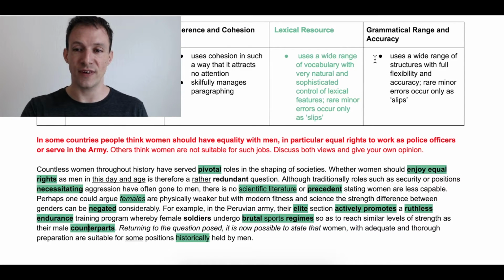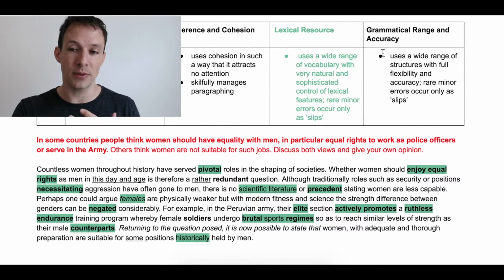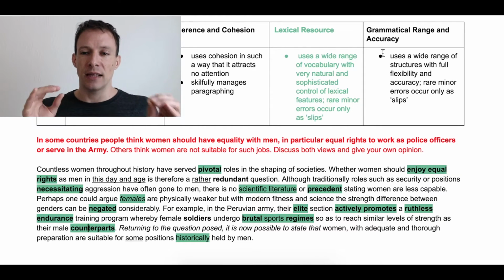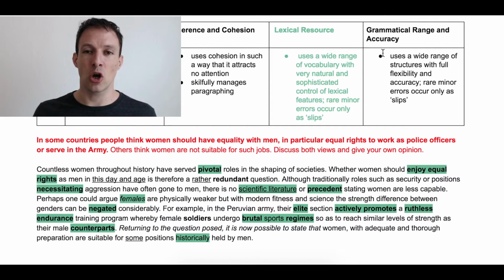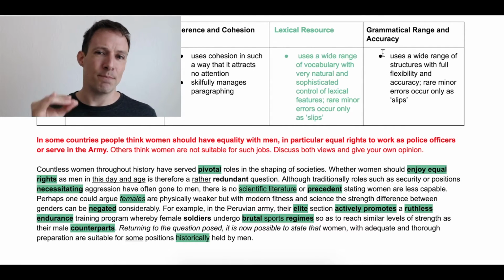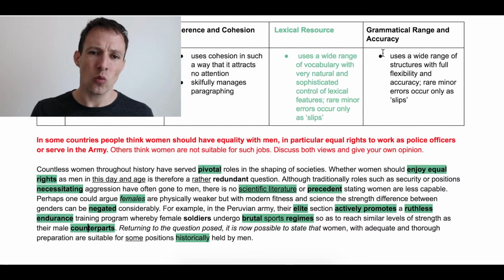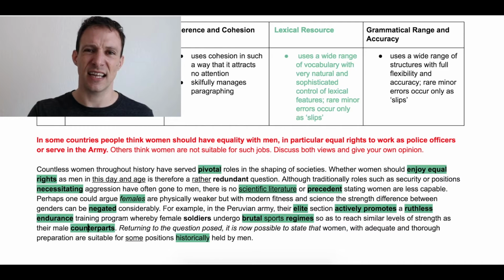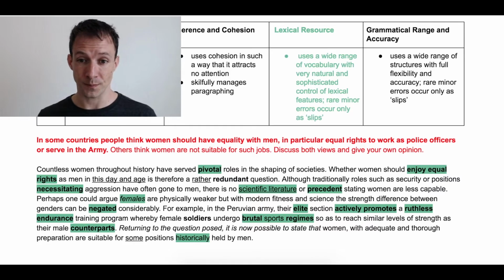Now, moving on finally to grammatical range and accuracy. This is perhaps, in my opinion, the most challenging and also the most important. I'm saying this is the most important because if your grammar is messed up, there's no way that the examiner is going to be able to understand your essay and determine if you've actually fulfilled the task required. So this is why it's fundamental that you get your grammar under control.